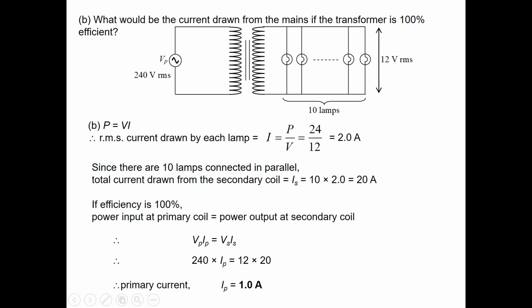So the total power using P equals IV. The secondary side will be 12. The VRMS is 12 VRMS. I is 20 A IRMS. Multiply together, you get 240. So you get the primary current, root mean square current, at 1.0 root mean square amperes. Okay? This is how you do it. So we use power to solve.